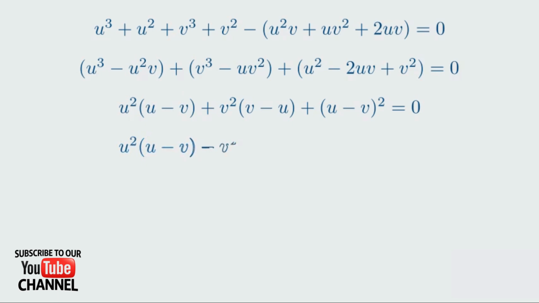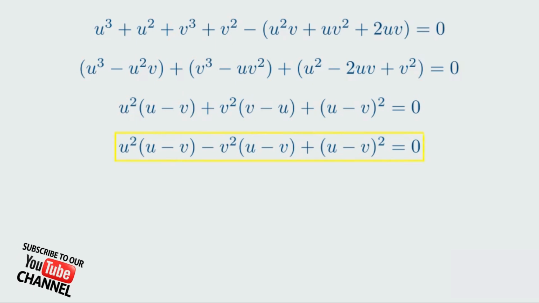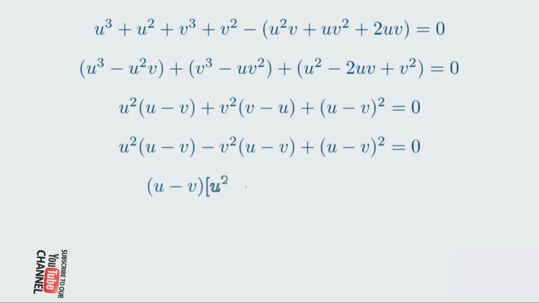So we have u squared times (u minus v) minus v squared times (u minus v) plus (u minus v) squared equals 0. Now, every term has a common factor of u minus v. We can factor it out. Factoring out u minus v gives us (u minus v) times the quantity u squared minus v squared plus u minus v, all equal to 0. This gives us a simplified form, but there's a more elegant and instructive way to solve this, which we will explore next. Let's revisit our substituted equation and see how we can use inequalities to find the solution.